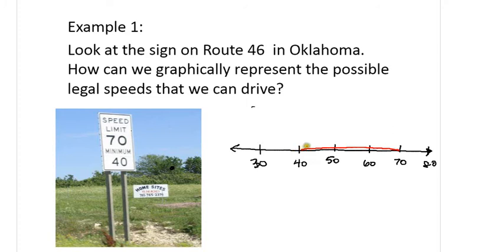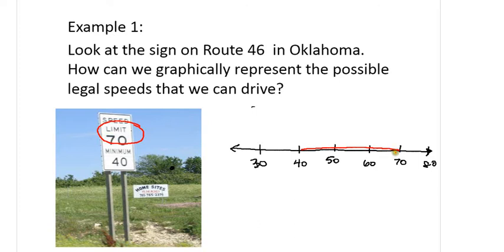Now the question is, do I include 40 and do I include 70 in the acceptable speed limits? So here I have to go back and really think about what this is saying. Let's start at 70. So the speed limit is 70 miles an hour. I'm thinking to myself, if I'm driving 70 miles an hour, will I get a ticket, or am I breaking the law, basically? Well, if the limit is 70, 70 is going to be included in the acceptable speed limit.